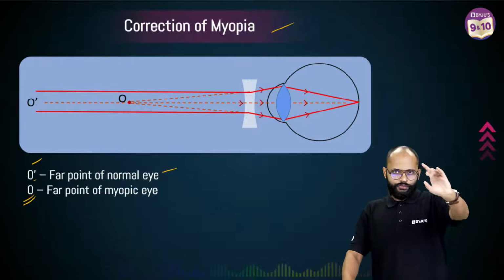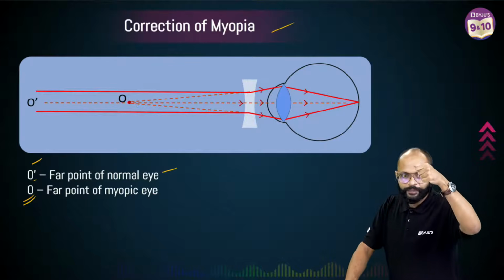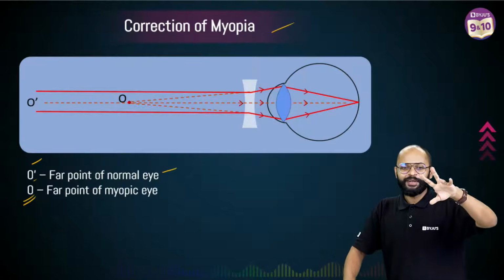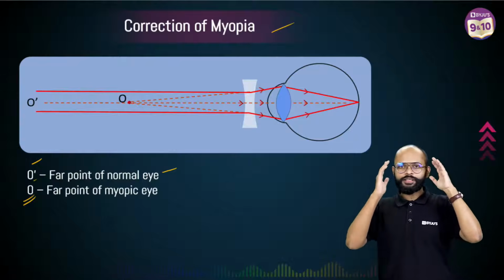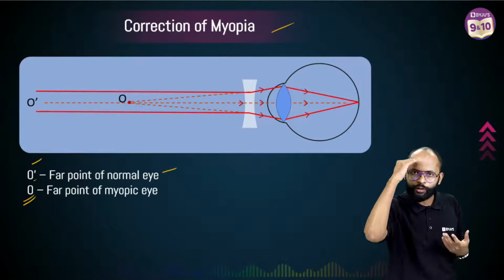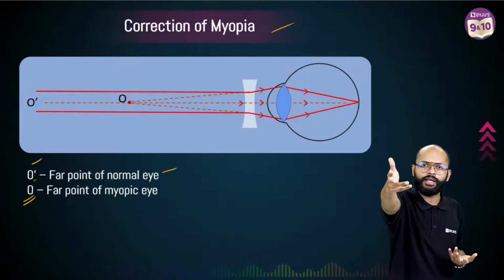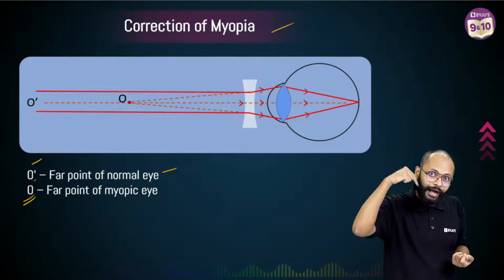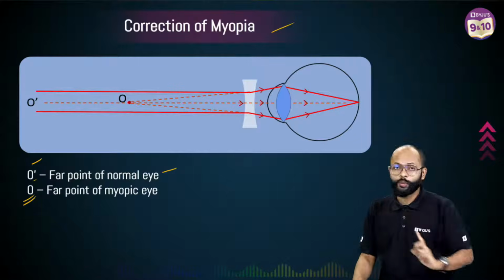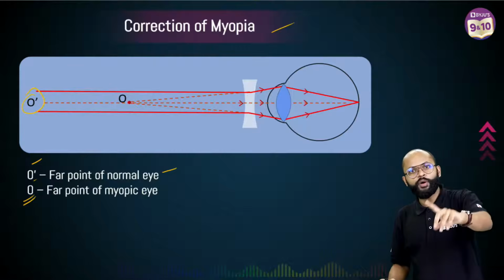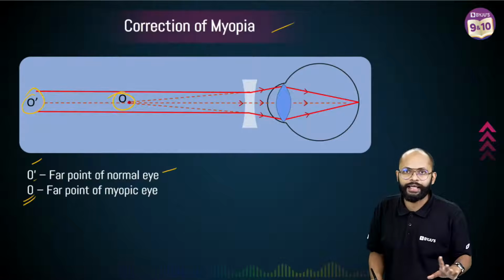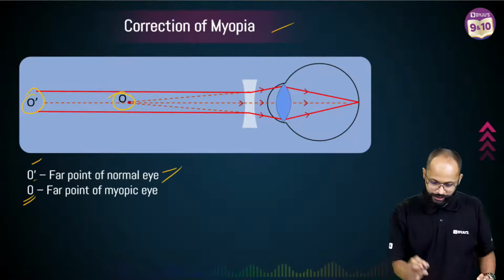Fine. For a normal eye, far point was infinity. Mine is myopia only, right? Less than infinity, no? Because for a myopic eye, far point is no longer infinity, because I cannot see far things at all. I'm not able to see far things properly. For my eye, that is a myopic eye, far point is less than infinity. That is what I'm trying to show over here. O dash is the far point of a normal eye, but O is the far point of a myopic eye. Getting it? Fine. This is my intent.